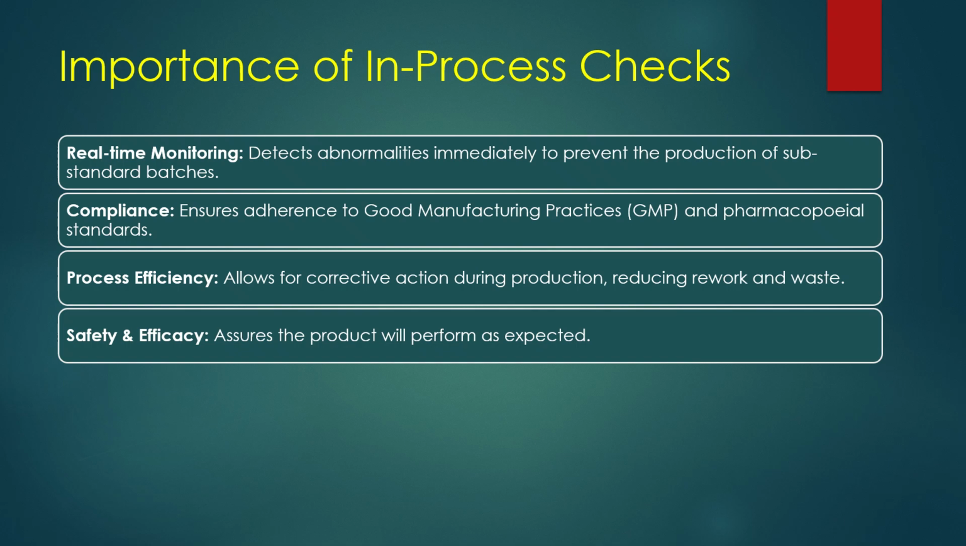The importance of in-process checks lies in their ability to provide real-time monitoring during manufacturing, helping detect abnormalities immediately and preventing the production of substandard batches. These checks ensure compliance with good manufacturing practices and pharmacopoeia standards while improving process efficiency by allowing corrective actions during production, thereby reducing rework, rejection, and wastage. They assure product will perform as expected.